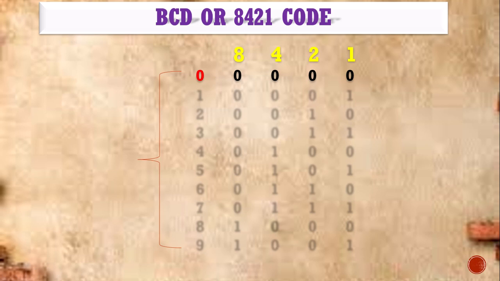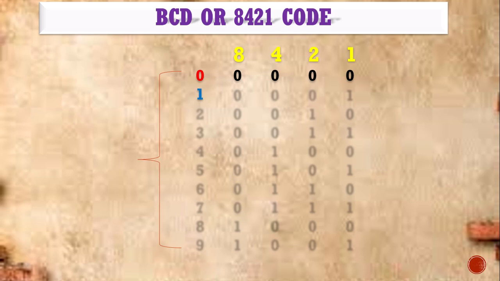So how do you write the bits over here? See, if you find the required number in this code, you write 1 against that respective value. Otherwise, you give a 0 here. So 0 means off state and 1 is the on state.